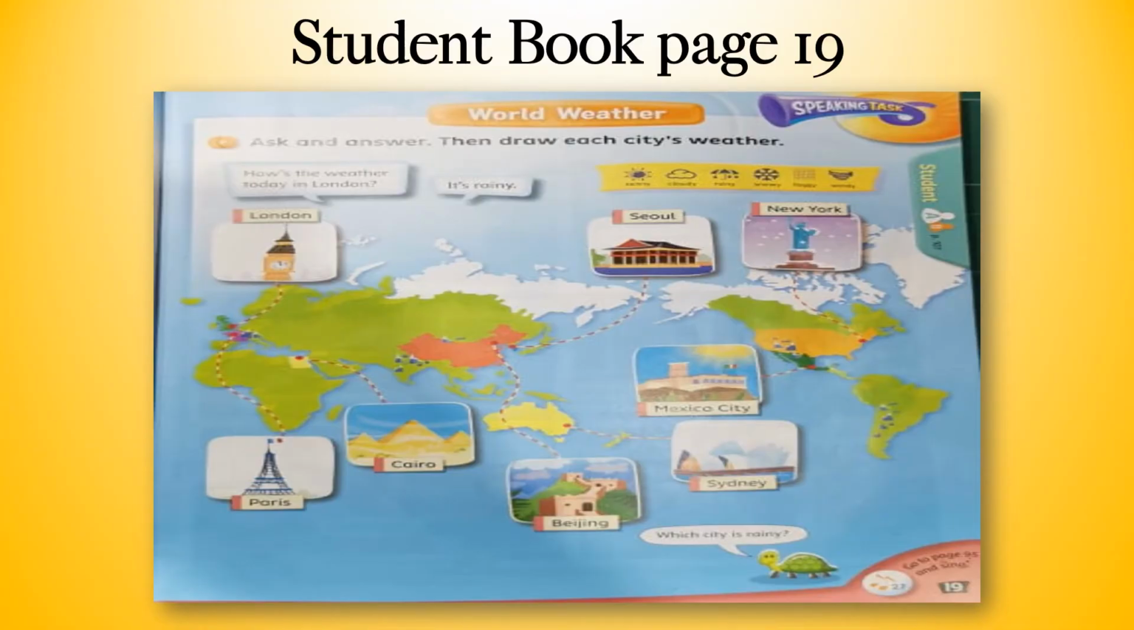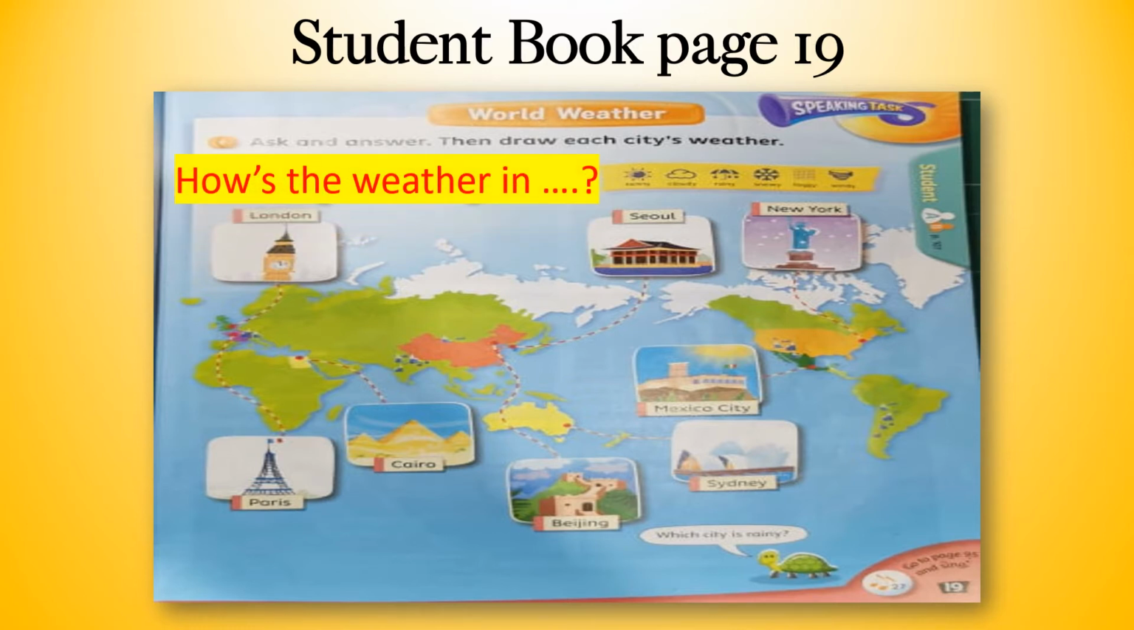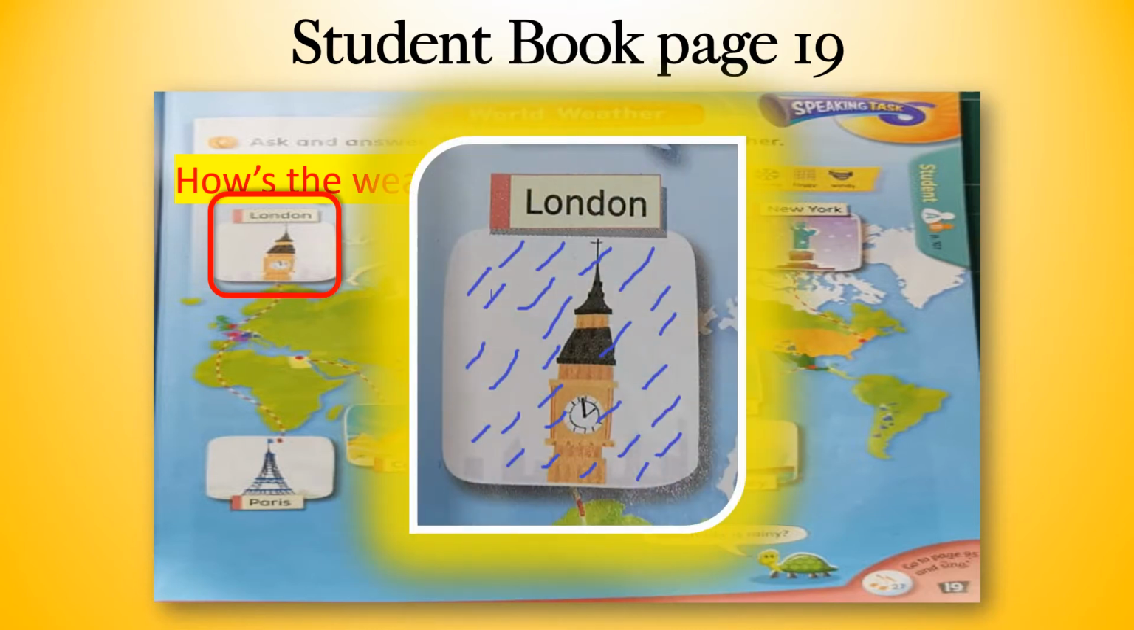Okay, so did you take your 5 minutes? Let's see the answers. So the question is, how's the weather in, and then we say the name of the city. So let's look at the first one. How's the weather in London? Now the book told you this. The book said it's rainy, but the picture has no weather. You had to draw the weather. So does your picture look something like this? London, it's rainy.